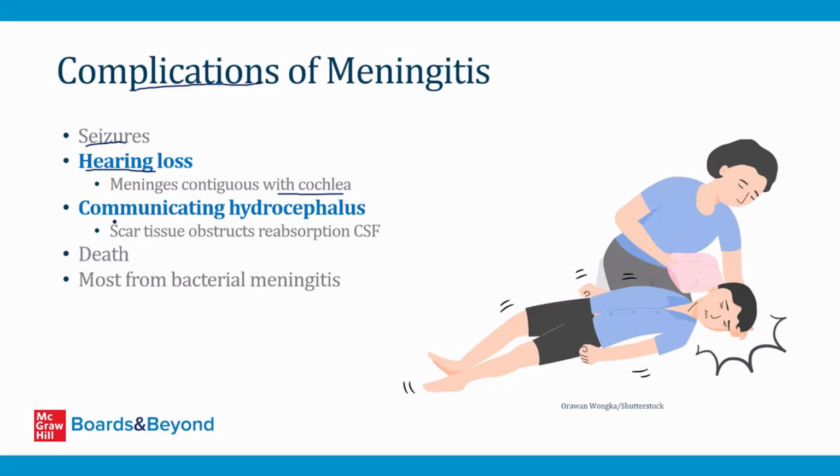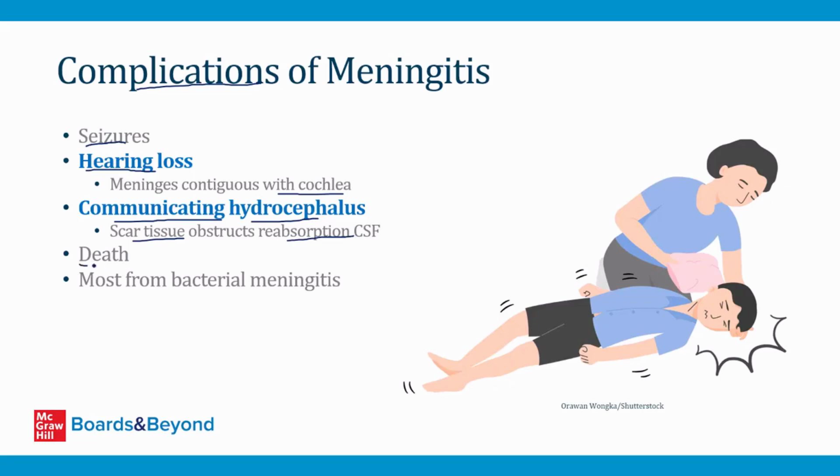Another classic complication is communicating hydrocephalus. So scar tissue and white blood cells that are present during meningitis and even after it has resolved can obstruct the reabsorption of cerebrospinal fluid. And this can cause hydrocephalus. It's a form of hydrocephalus called communicating hydrocephalus, which I talk about in other videos, where all the ventricles of the brain can become dilated.